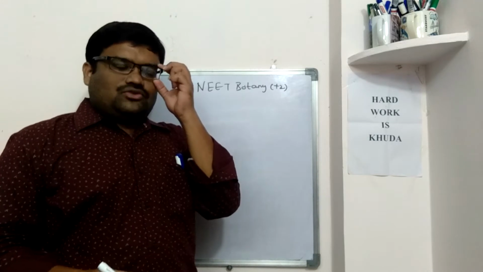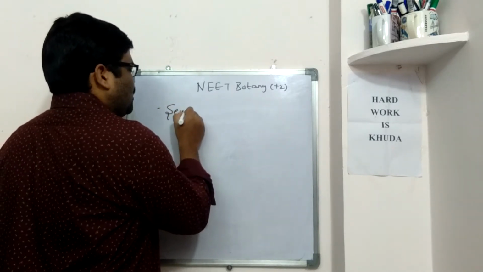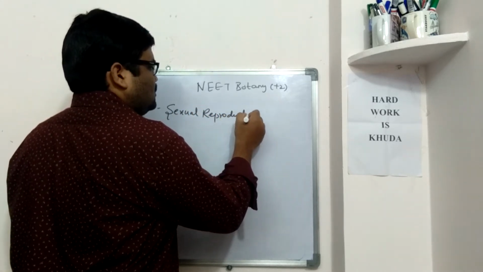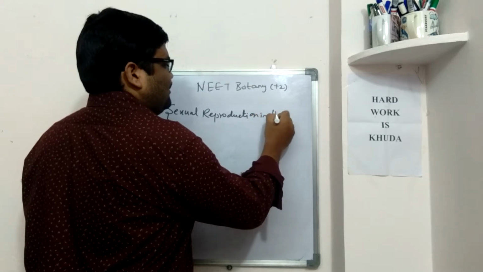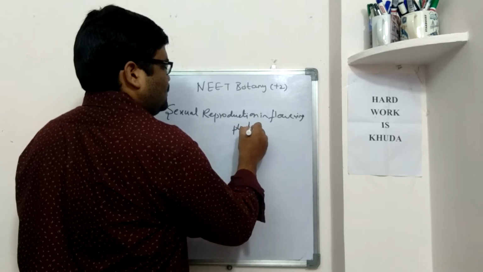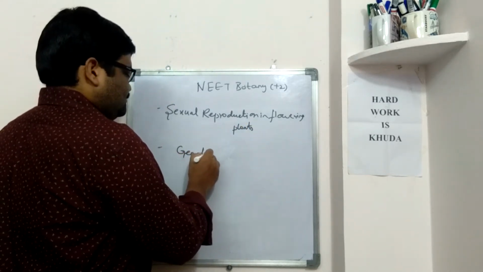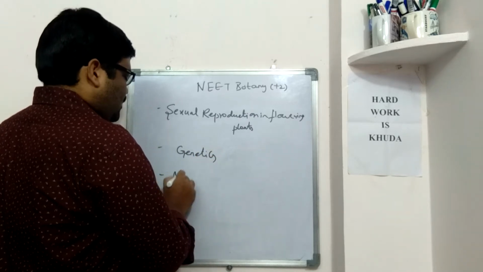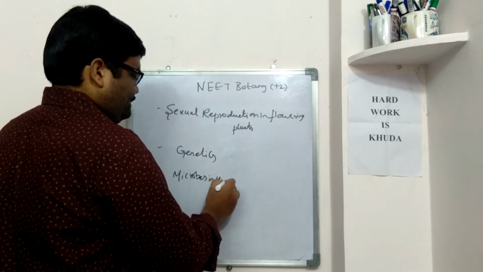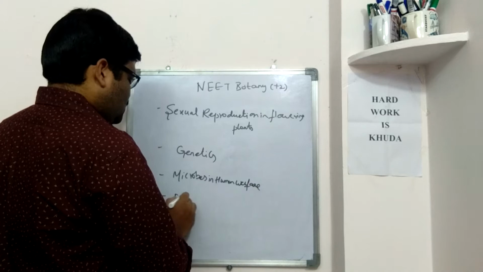In 12th class or +2 NEET Botany there are 4 different chapters. Number 1, sexual reproduction in flowering plants. Number 2, genetics. Number 3, microbes in human welfare. Number 4, ecology.